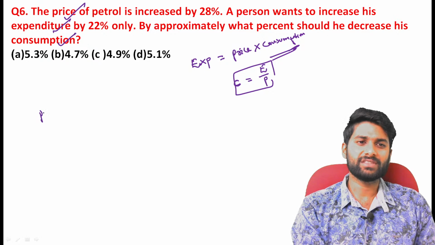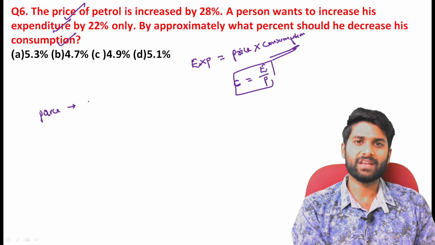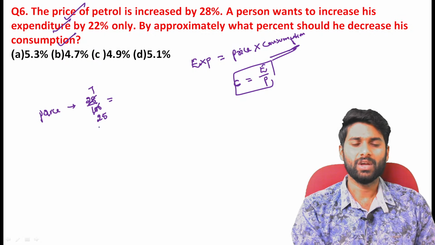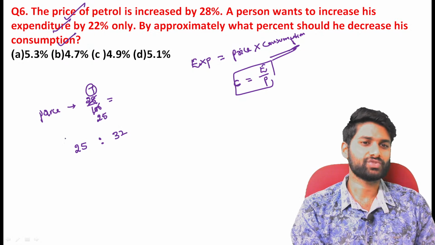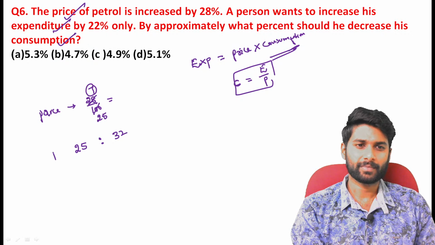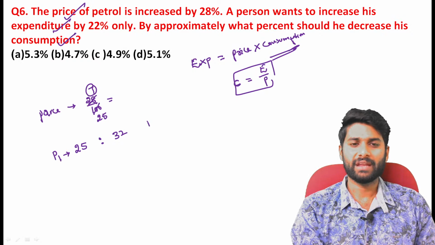Now it deals with the price. So the price value becomes exactly how much, guys? 28 by 100. Now see, 4 7s are 28, so 4 by 25, guys. So now the initial price is 25. Initial price is 25. Now it increases by 7. 25 plus 7, the value becomes 32. So these are the prices, guys. This is P1, and this is P2.